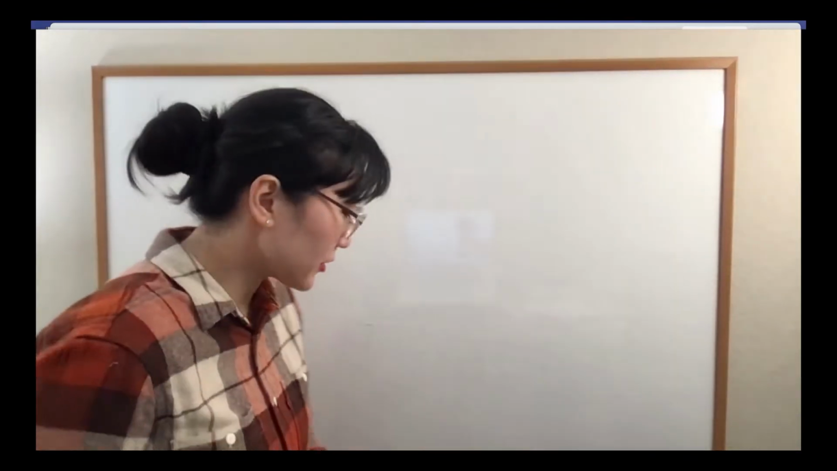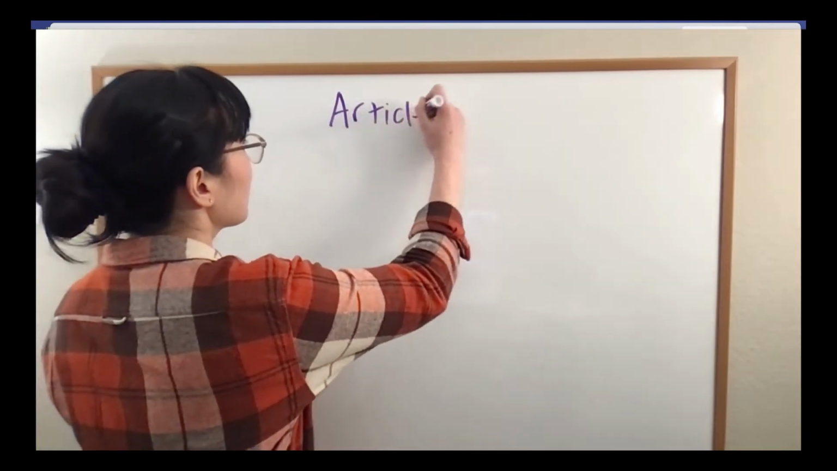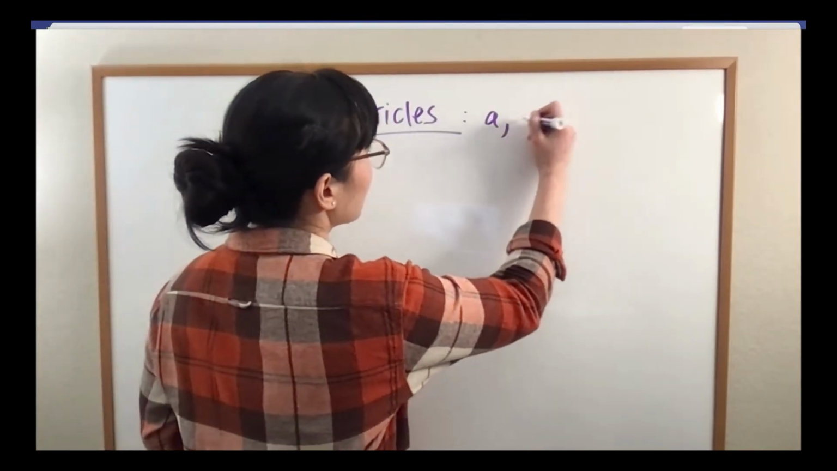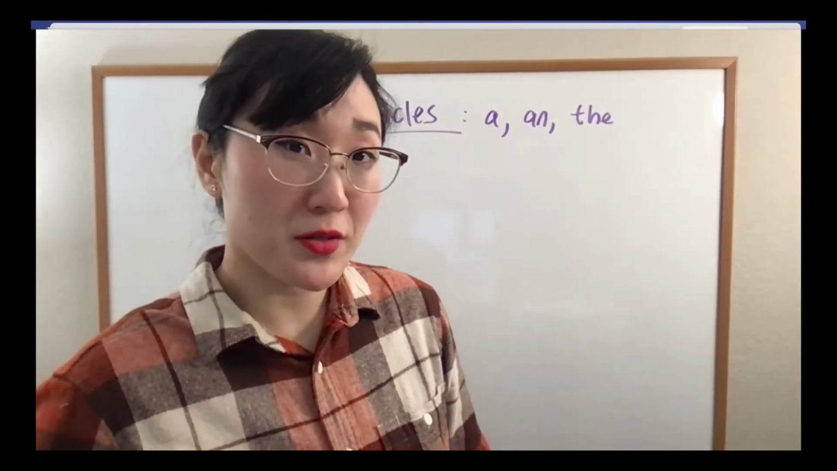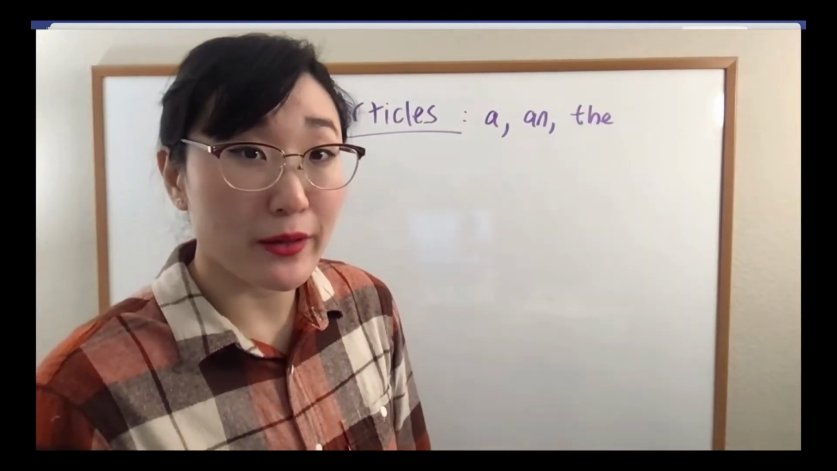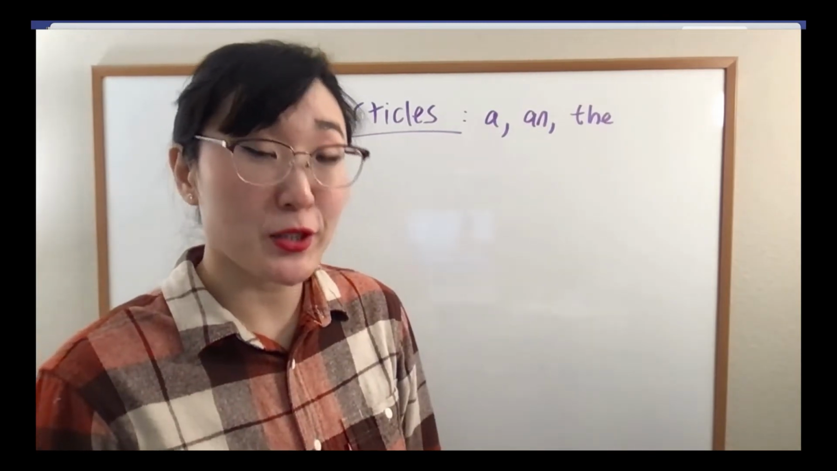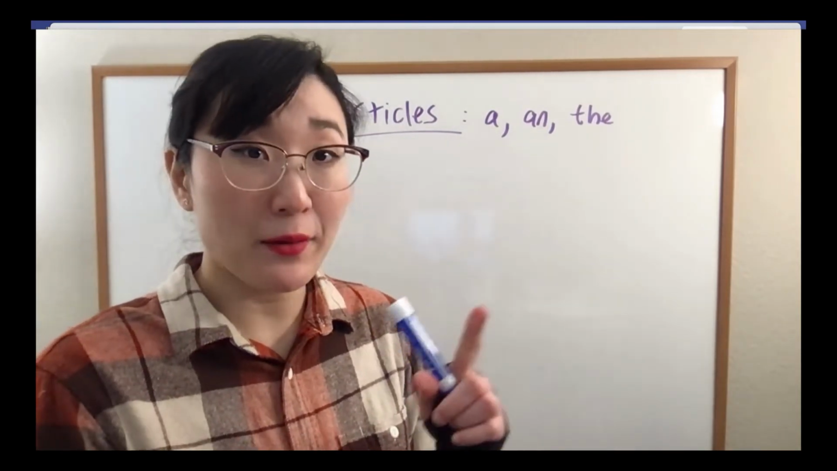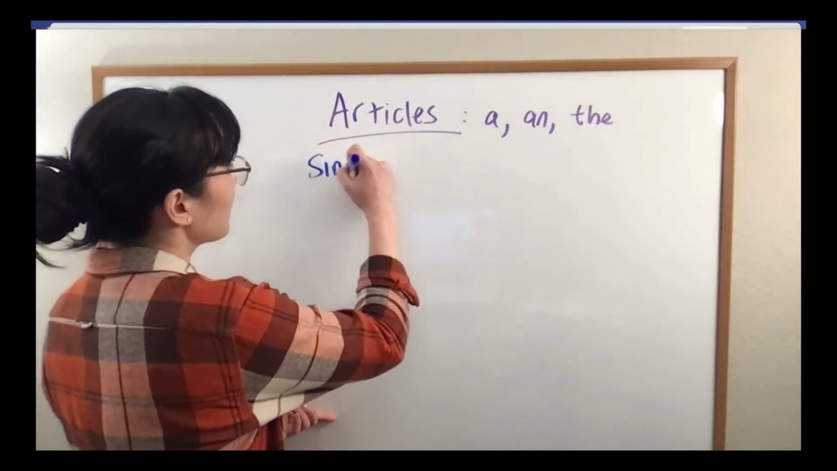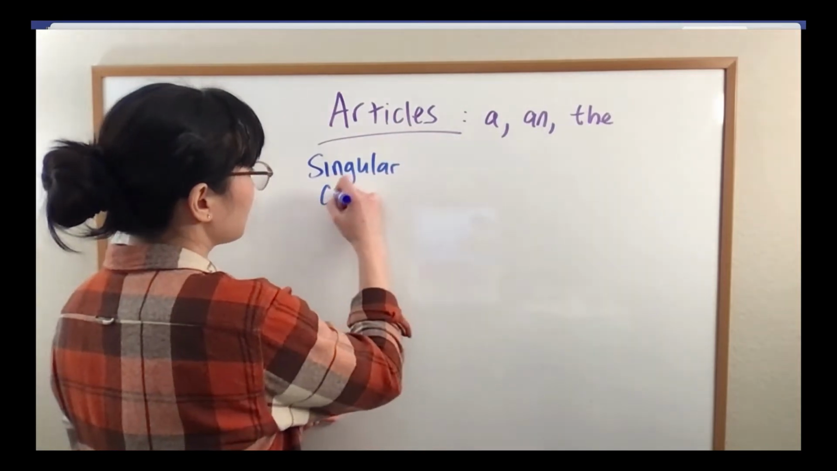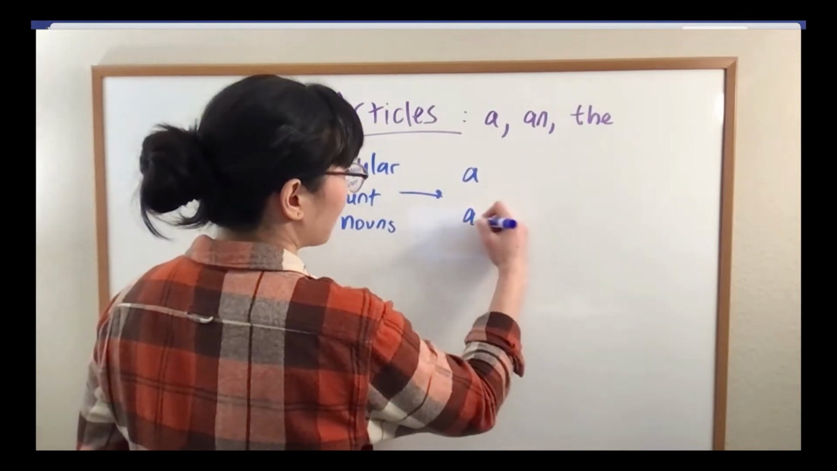All right, so let's talk about articles. Articles are usually these three options: a, an, and the. Sometimes you have no articles, but let's focus on these three first. Now, in the previous video with how much or how many, we use count and non-count nouns. We use a or an for singular count nouns. Okay, we use a or an.